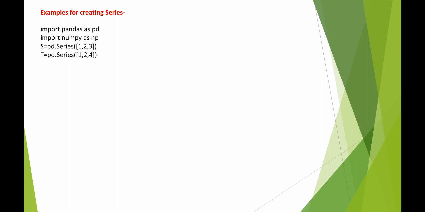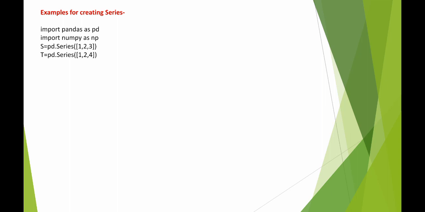Okay. Now here you have to be very careful: Python is a case sensitive language. So uppercase letters and lowercase letters are treated differently by Python. Here you can see s is equal to pd.Series, where Series, the S, is in capital. Don't write it in small. If you write it in small, you will have an error in the code. So you have to write capital S there.